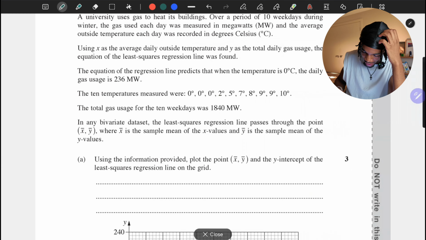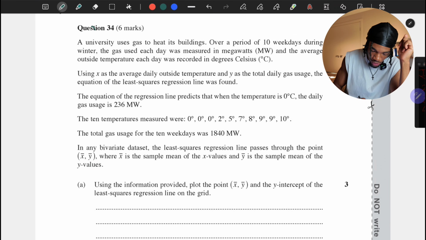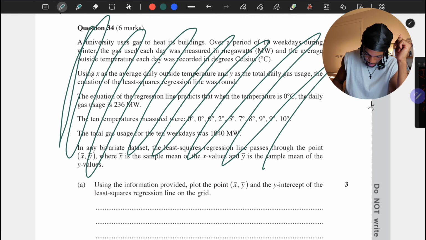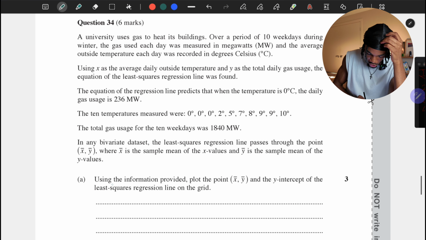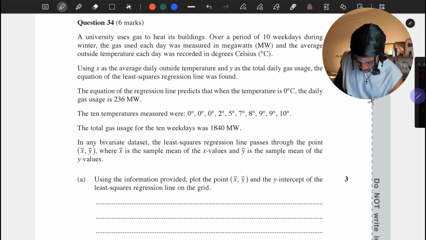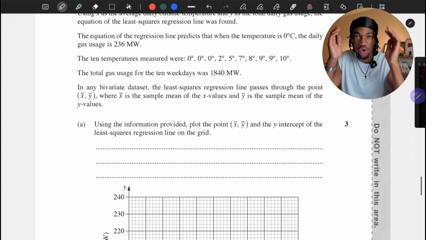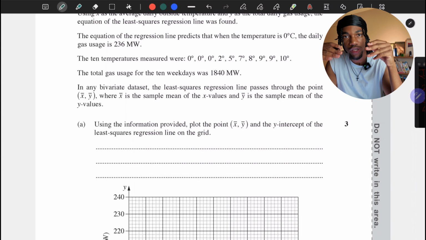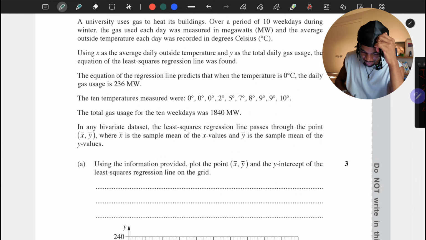So when I'm looking at this question, you can pause the video and have a read if you want. But I'm going to skip all of this and go straight to here and see what it's actually asking me for. So using the information provided, plot the point x̄ ȳ and the y-intercept of the least squares regression line on the grid, right? So I know that I have to plot some points on a grid and find an equation, right? Perfect.